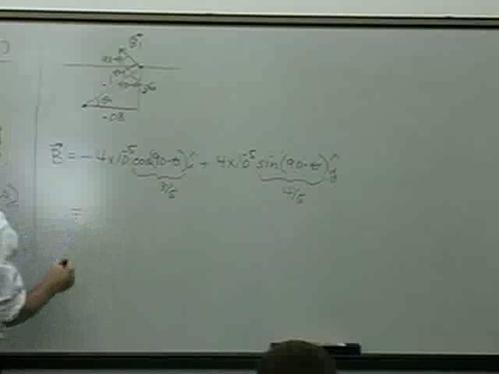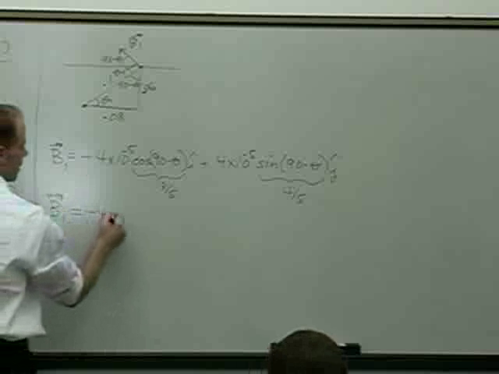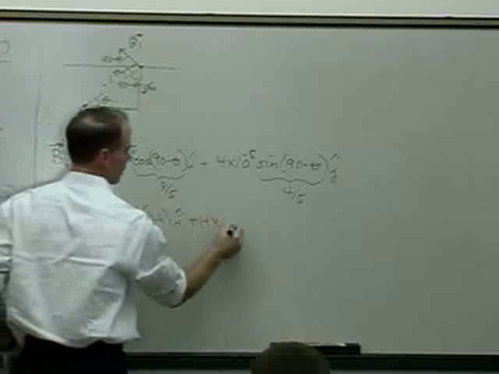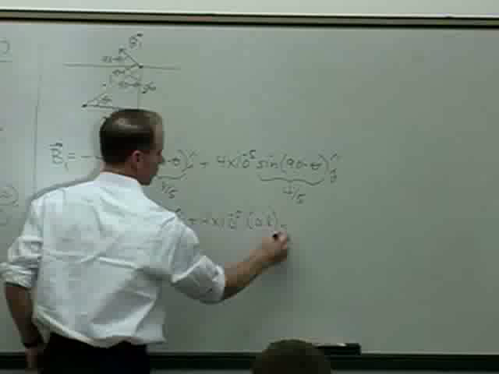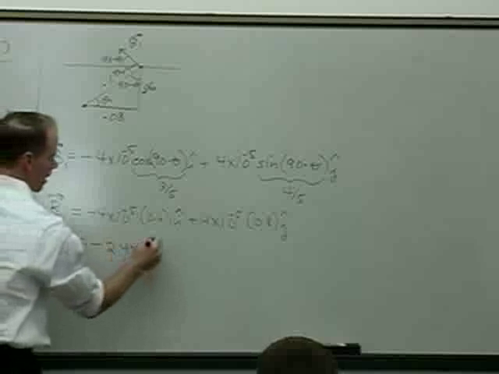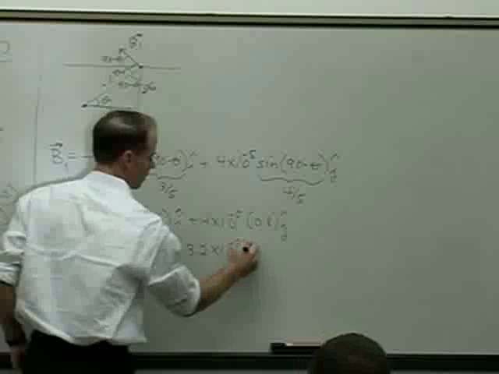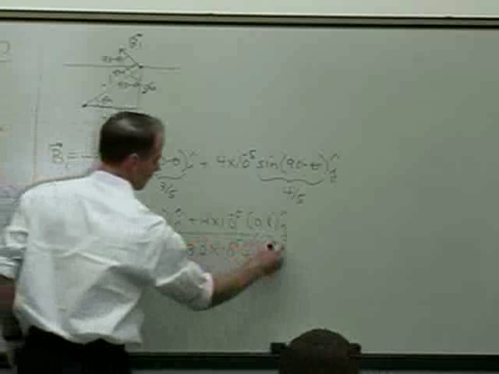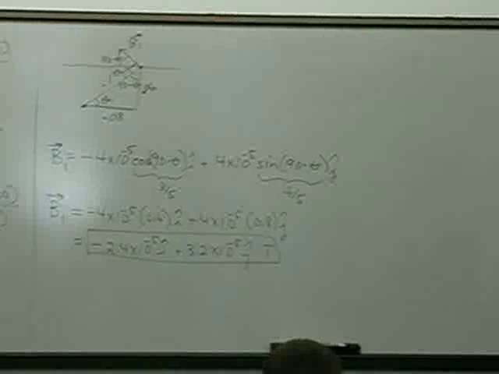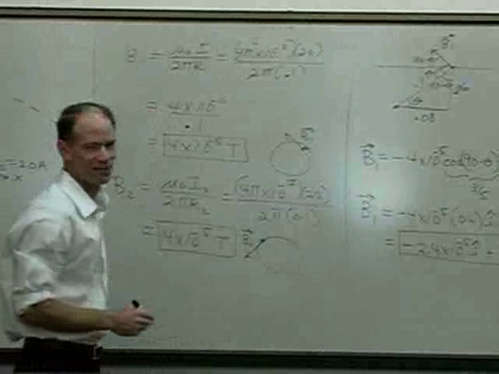So that means that this magnetic field, B1, is equal to negative 4 times 10 to the minus 5 times 0.6 i plus 4 times 10 to the minus 5 times 0.8 j, or negative 2.4 times 10 to the minus 5 i plus 3.2 times 10 to the minus 5 j. Sound good? Let's do the other field, shall we?